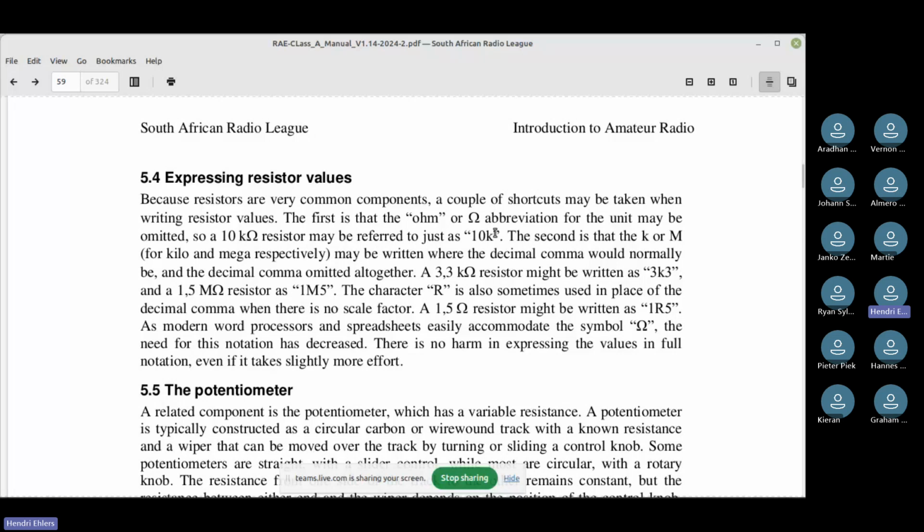And I will point it out a couple of times. 10K would be a 10 kilo ohm resistor. If you would write this, it would be brown, black, with three zeros, and three is orange. So that would be brown, black, orange. Second is meg, capital letter M. If it's a small letter, it means milli. So just something to remember. If you get that wrong, big problem.